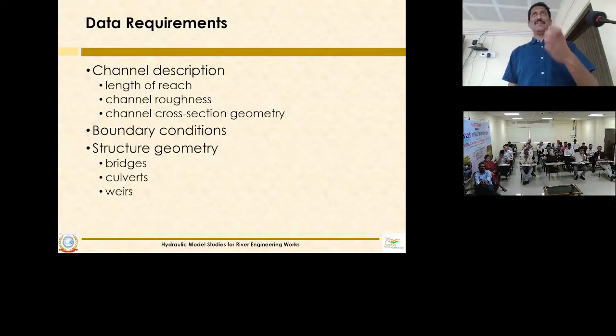Basically it is the channel description. What is the cross section? What is the length you want to model? And what are the channel roughnesses? What are the n values you have?